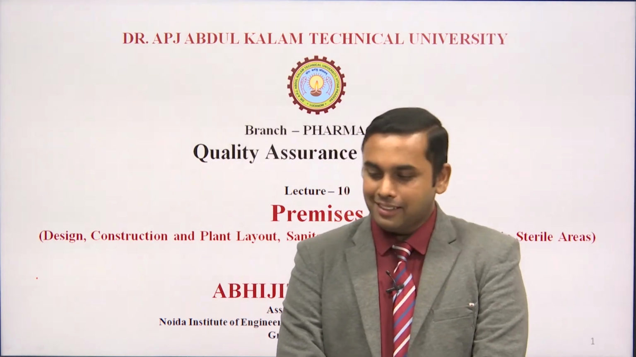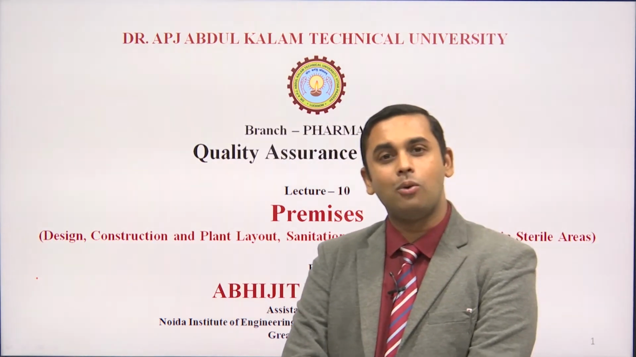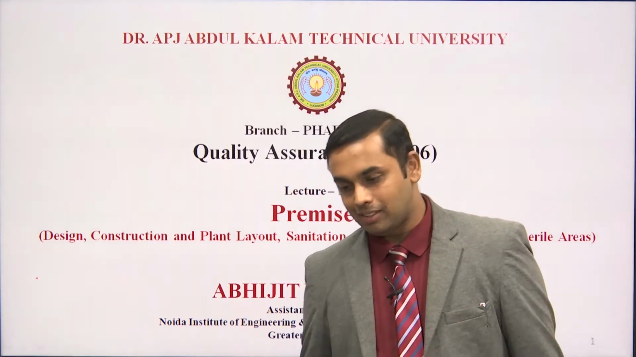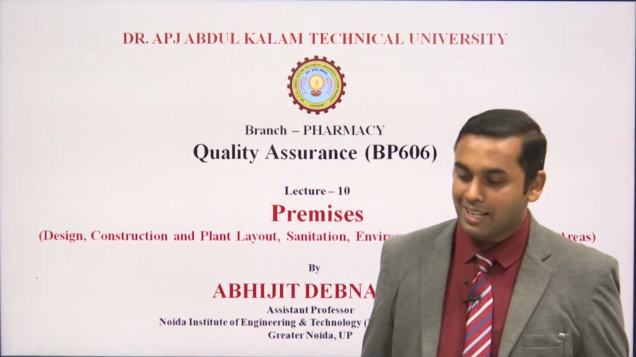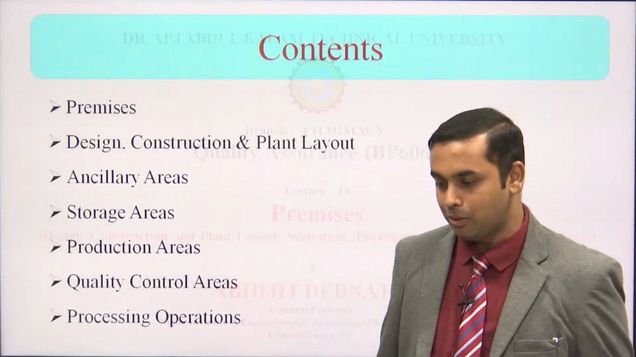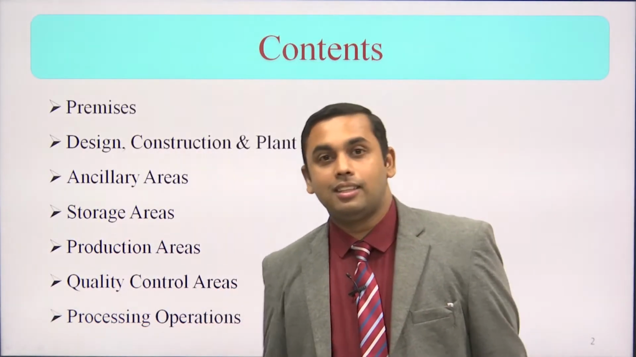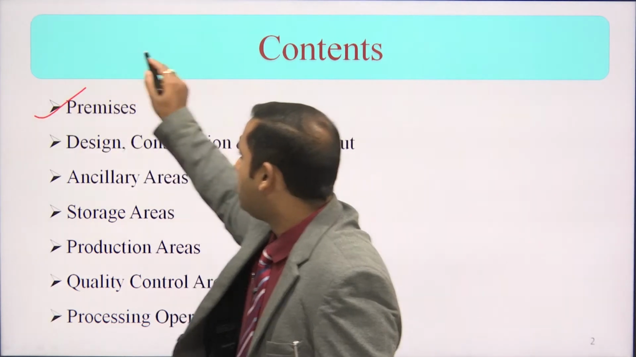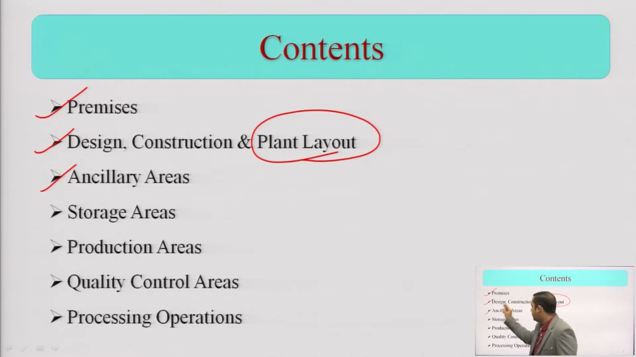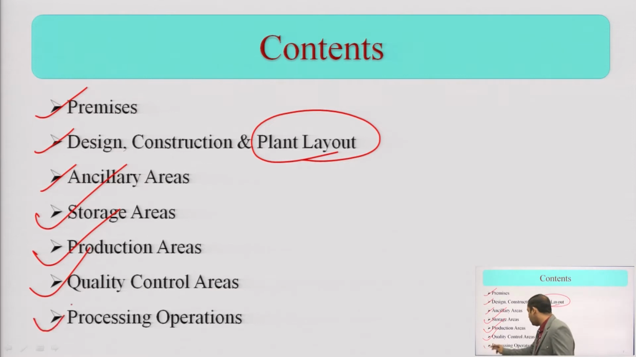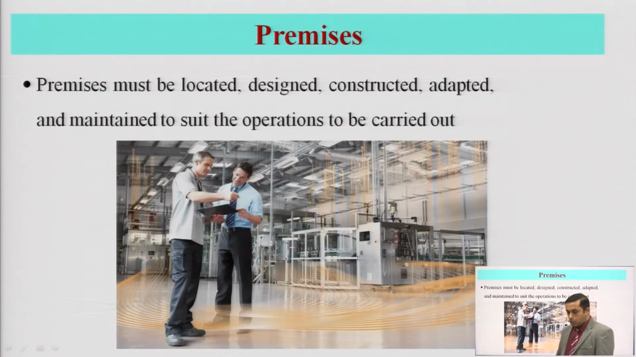So, this is the 10th lecture, and this time I am going to tell you about the premises, including the design, how we will do the construction, the plant layout, and all the details. I will tell you how you will design, how you will do the construction, and what will be the plant layout, the ancillary areas, storage areas, production areas, quality control areas, including processing operation, how you will process your entire operation.